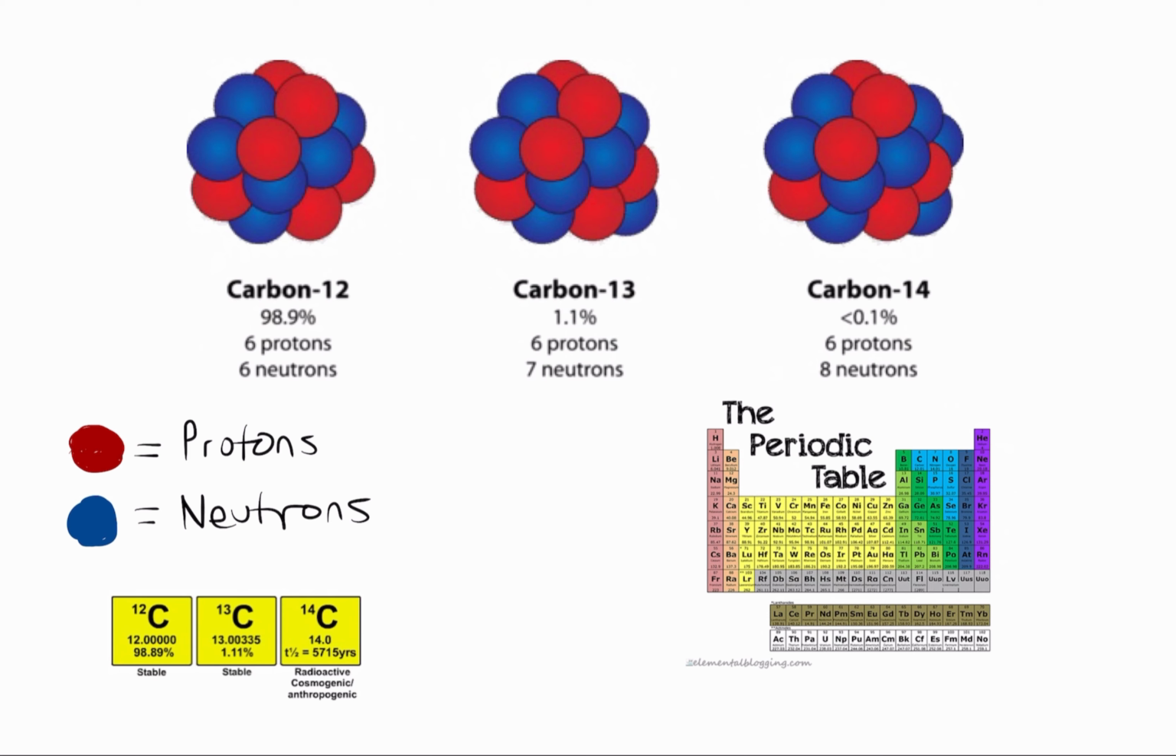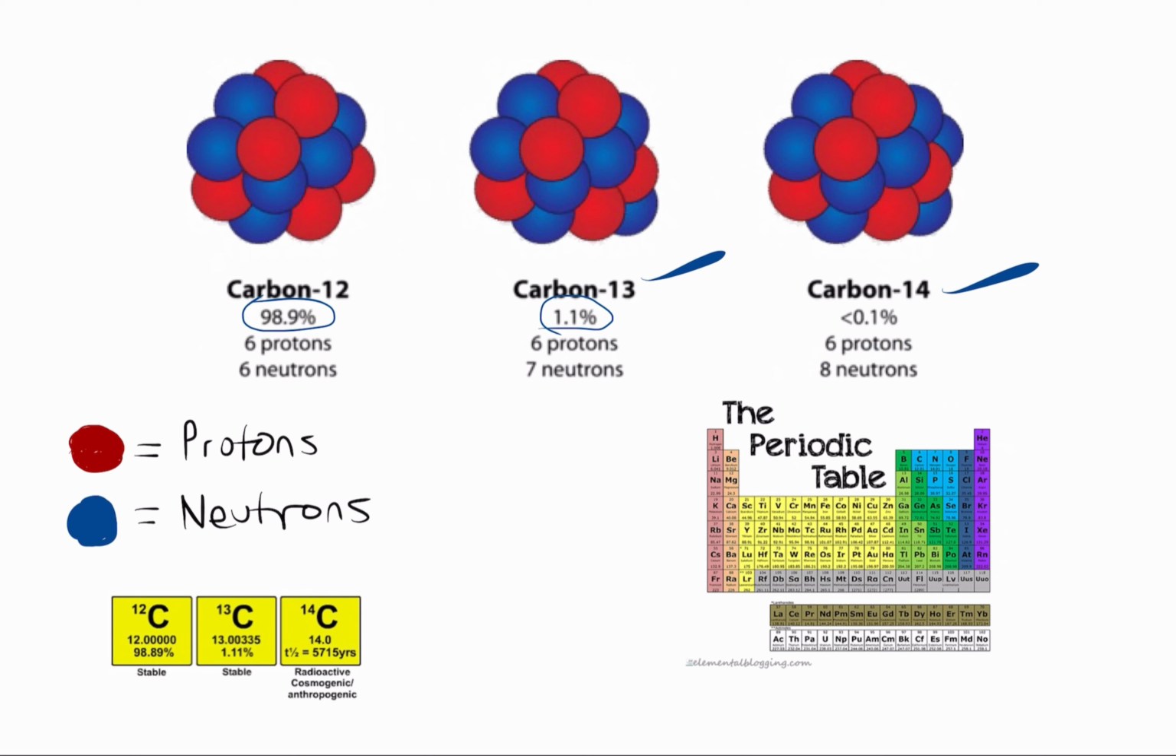Another thing I want to highlight are these percentages that we see. All of these carbons occur naturally. However, some occur more than others, of course. Our regular carbon that we're used to occurs 98.9% of the time. Carbon 13 occurs 1.1%, and carbon 14 occurs less than 0.1%. So it's very rare to find carbon in these other two forms. However, it spontaneously does happen.